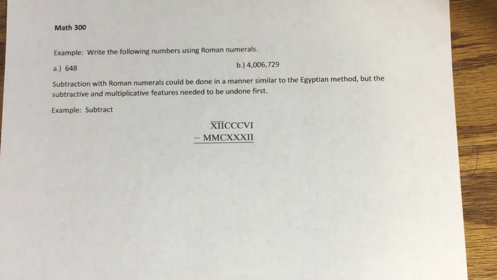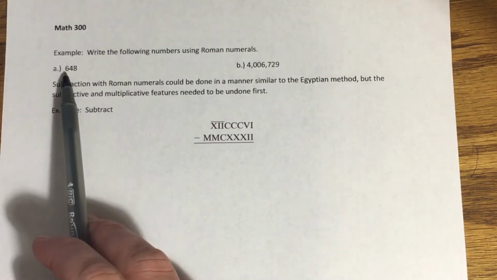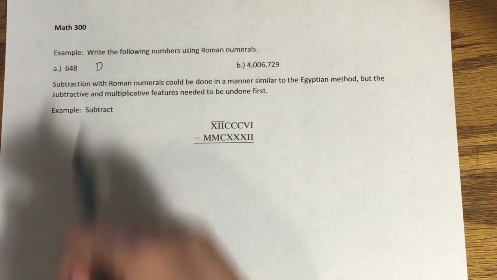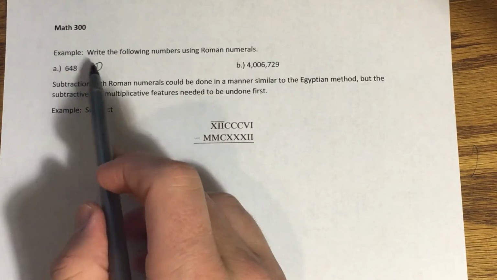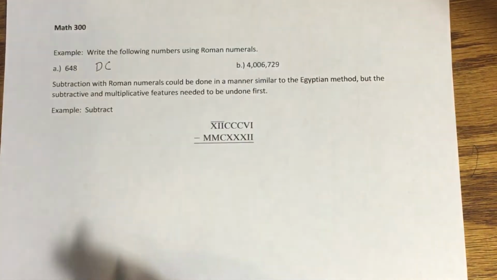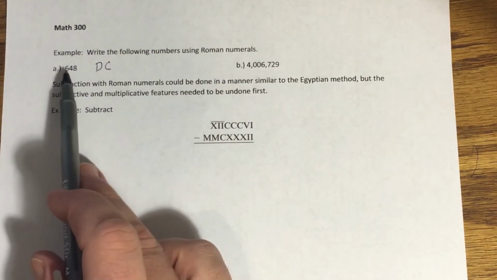What we want to do here is use the fact that not only do we have a symbol for 100, but we also have a symbol for 500. The symbol for 500 is D. Okay? Now 500 is not enough. If I have a 600 here, then this 500 needs to be added to a 100, totaling 600.